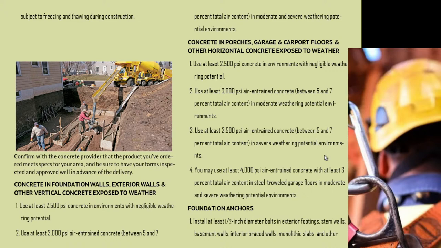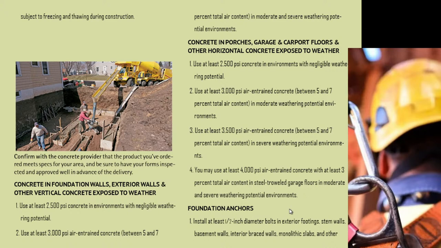For porches, garages and carports, floors and other horizontal concrete exposed to weather, you can use at least 3,000 PSI. Use at least 3,500 PSI air entrained in severe weathering potential conditions. And you may use at least 4,000 PSI air entrained concrete with at least 3% of total air for steel troweled garage floors in moderate and severe weathering potential environments. Well, that is the use of 3,000 and 4,000.